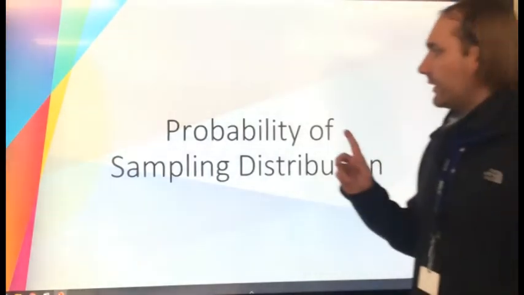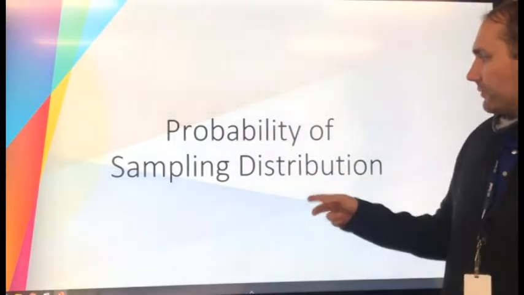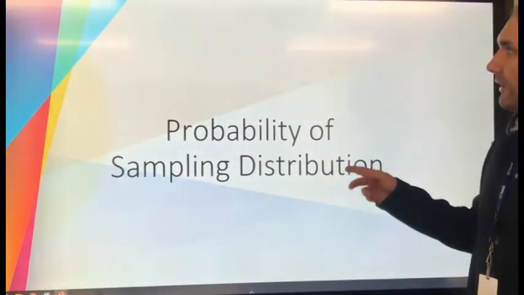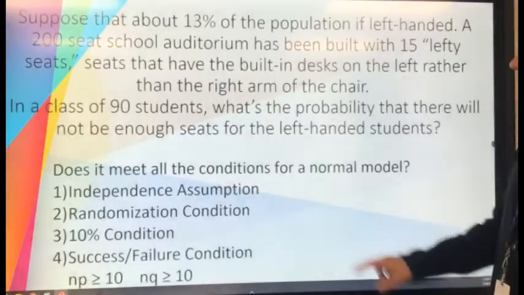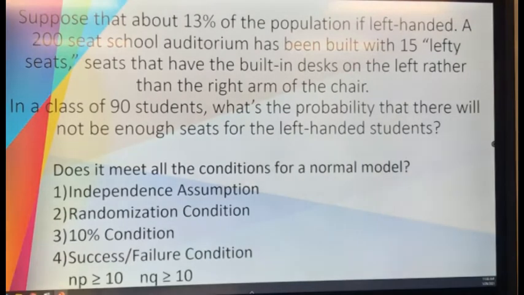So yesterday we were able to calculate the mean and probability of a sample distribution in terms of proportion. Now let's use that information to calculate our actual probability. So first example, suppose that 13% of the population is left-handed.